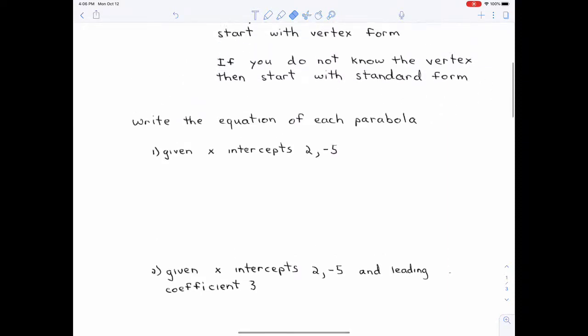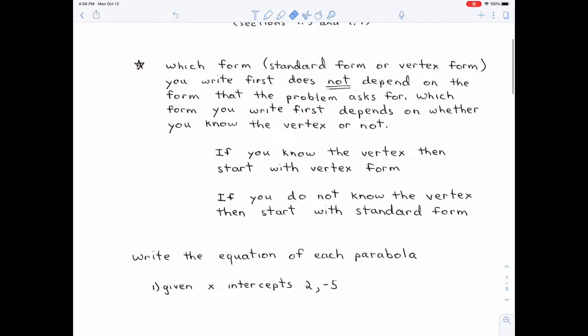All right, I'm going to go back to something. I've said here that you either write vertex form or standard form. Well, what's vertex form? It's y equals a times x minus h quantity squared plus k. And what's standard form? y equals ax squared plus bx plus c. What do they each have? A leading coefficient. And everyone forgets to take that into account.